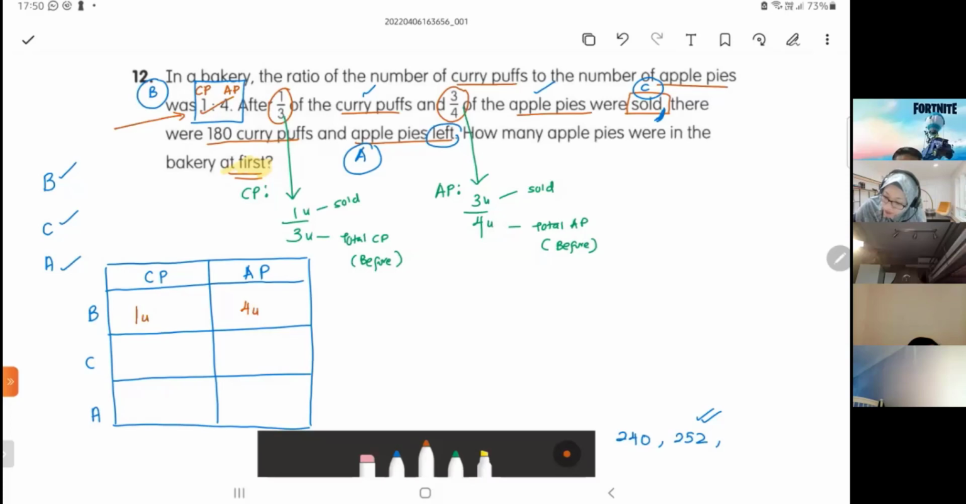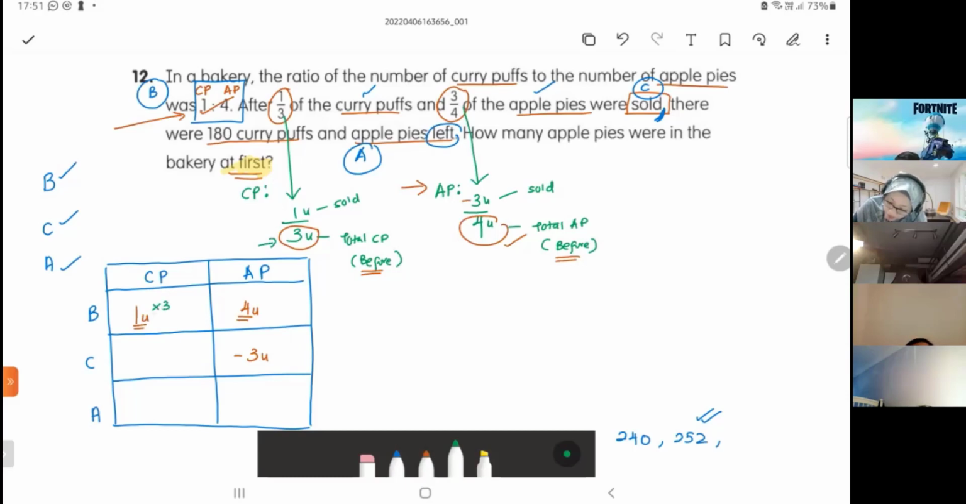We know that for the apple pie, let's focus on apple pie first. The before for apple pie is 4 units. Let's check. Before apple pie, 4 units. Okay, sounds okay. So sold means minus. So minus 3 units. Let's move on to curry puff. The before is 3 units. Here the before is 1 unit. Is it the same? They are not the same. What must I do? I have to make them the same first. Okay. Change it to become 3 units.